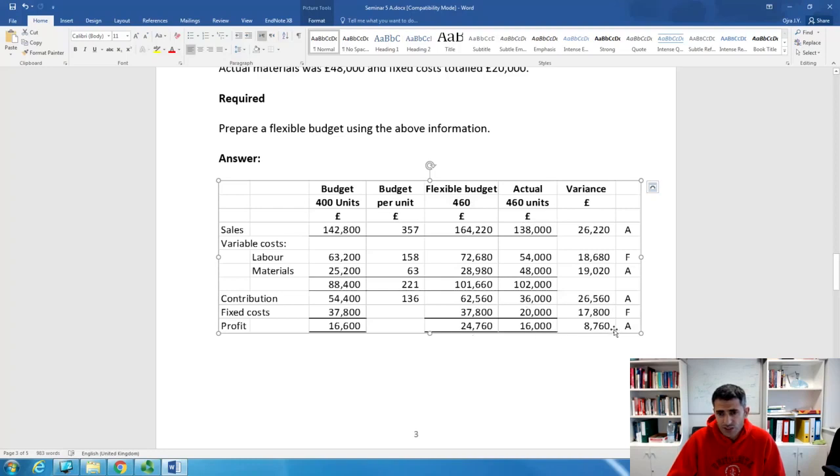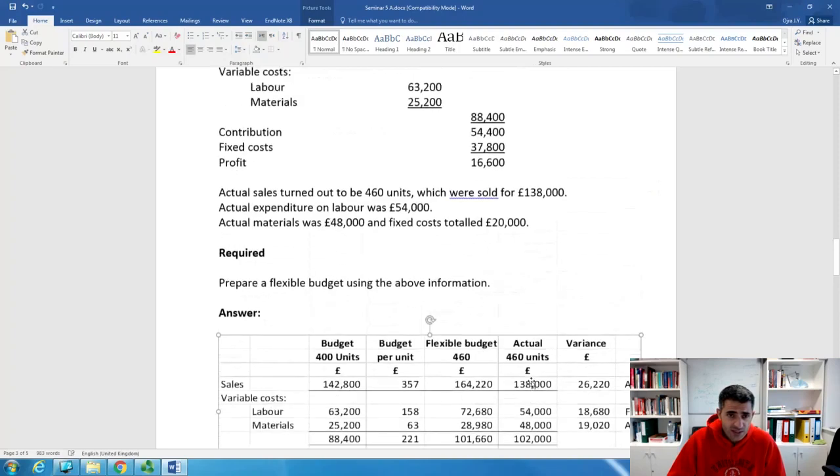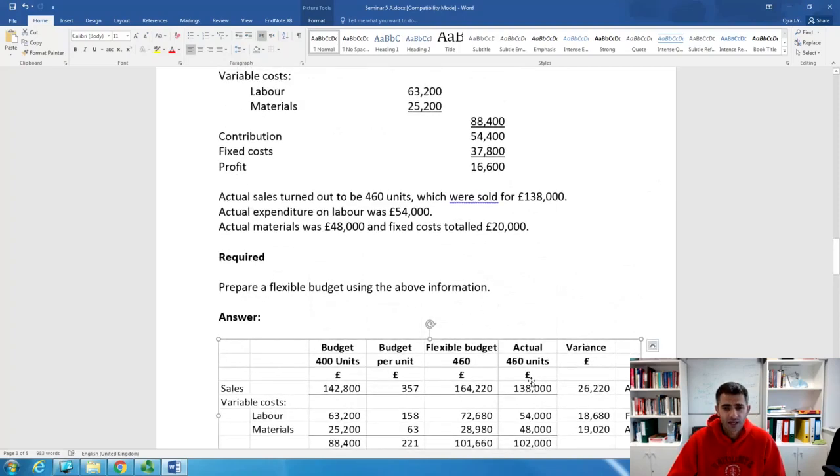So at the end, you will see the total profit. You would see that our expectation for the profit was 24,760, but we ended unfortunately making a 16,000 pound profit. That makes 8,760 adverse, which is unfavorable there. Okay, this is all to do with the flexible budget.